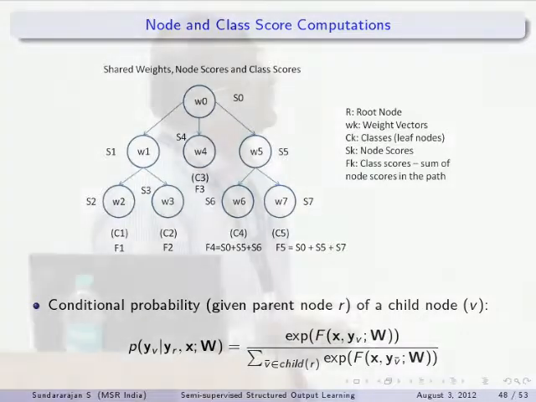So this is a taxonomy tree that we have here. In this particular example, we have 5 classes: C1, C2, C3, C4 and C5. These are the class labels that we have here, and these class labels are not arbitrary, but they respect this taxonomy structure.